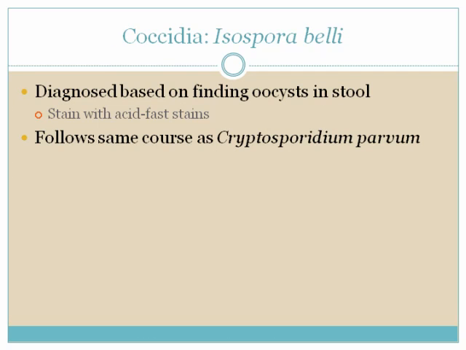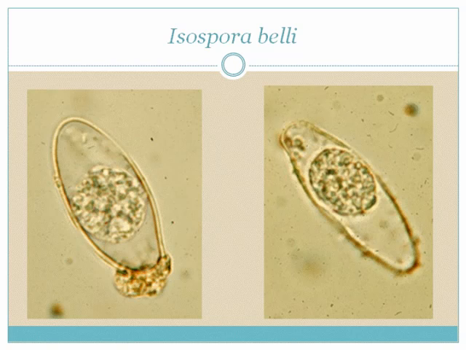Isospora belli is diagnosed based on finding the oocyst in the stool. These also stain with acid fast, and they follow the same course as Cryptosporidium parvum. Here's a picture of Isospora belli in the stool, a little bit larger, so they're easier to see.